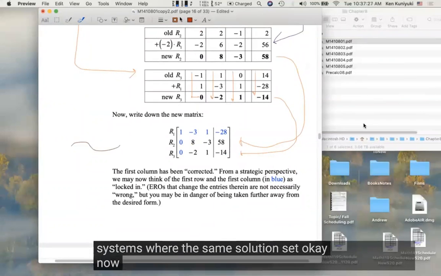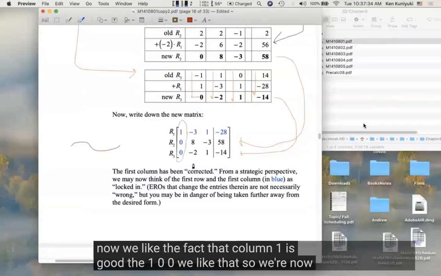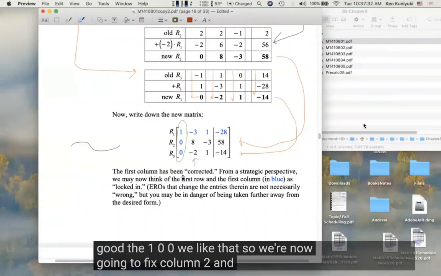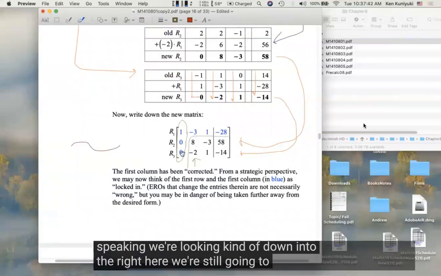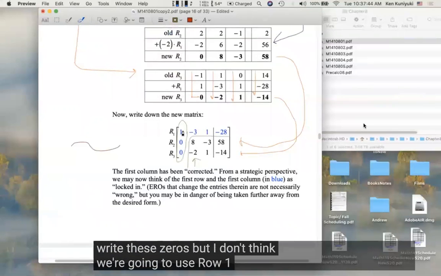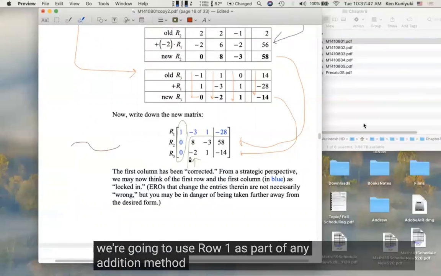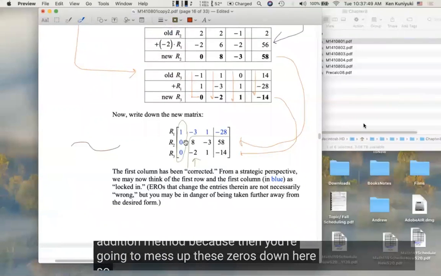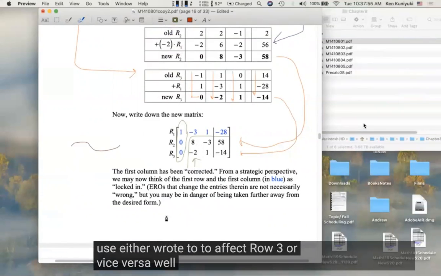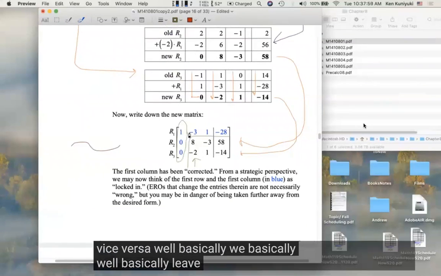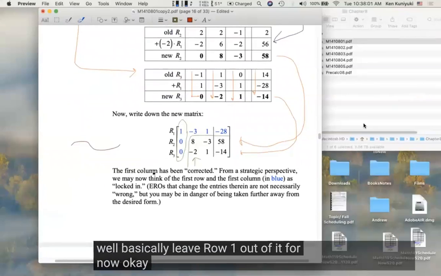Okay, now, we like the fact that column 1 is good. The 1, 0, 0, we like that. So we're now going to fix column 2. And generally speaking, we're looking kind of down and to the right here. We're still going to write these zeros, but I don't think we're going to use row 1 as part of any addition method, because then you're going to mess up these zeros down here. So we're going to tend to look over here. So for example, we're going to tend to use either row 2 to affect row 3 or vice versa. We'll basically leave row 1 out of it for now.